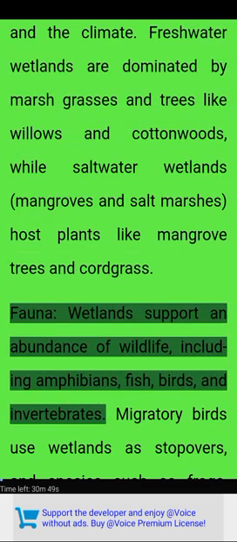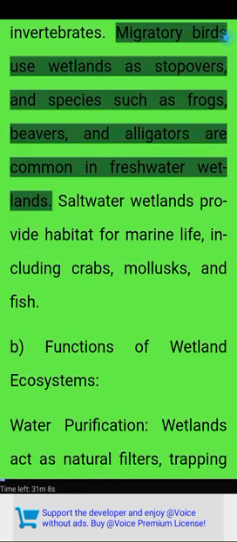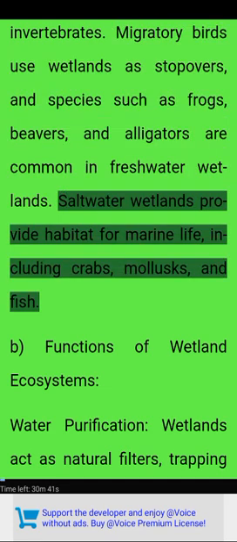Fauna. Wetlands support an abundance of wildlife, including amphibians, fish, birds, and invertebrates. Migratory birds use wetlands as stopovers, and species such as frogs, beavers, and alligators are common in freshwater wetlands. Saltwater wetlands provide habitat for marine life, including crabs, mollusks, and fish.